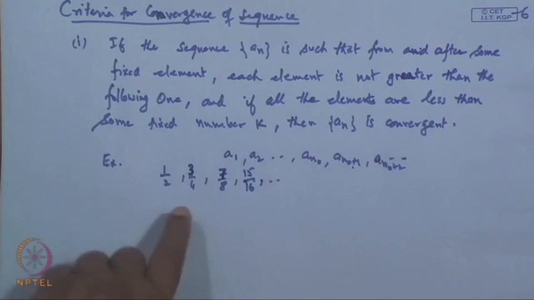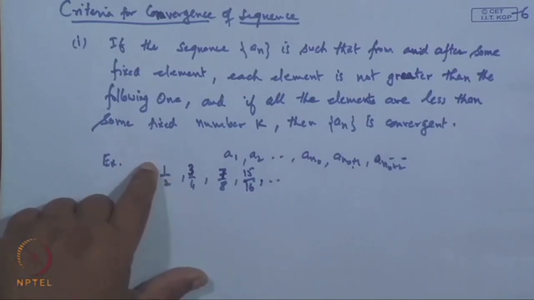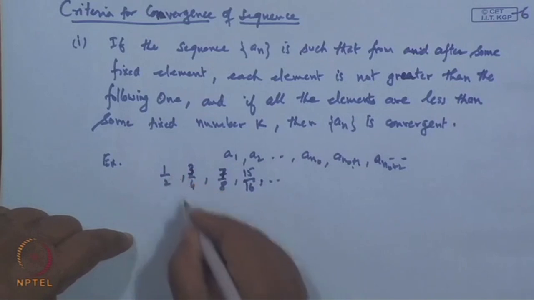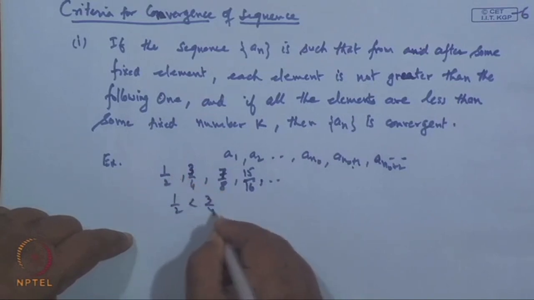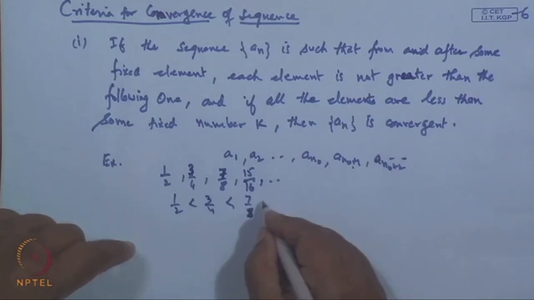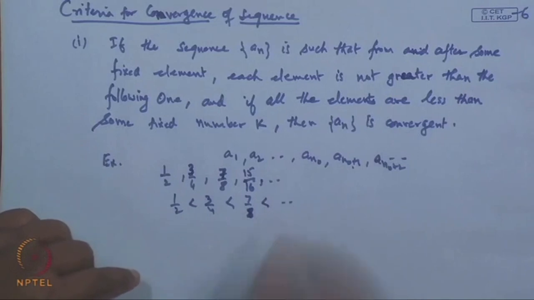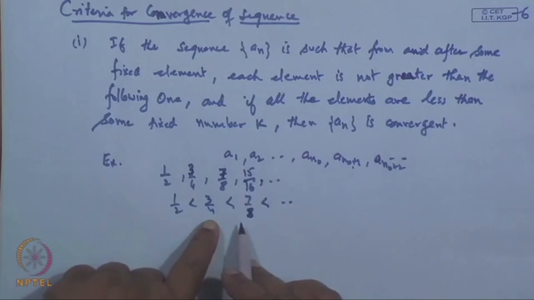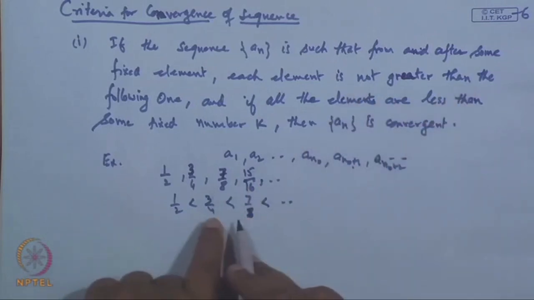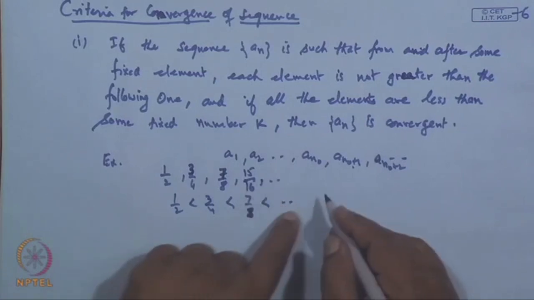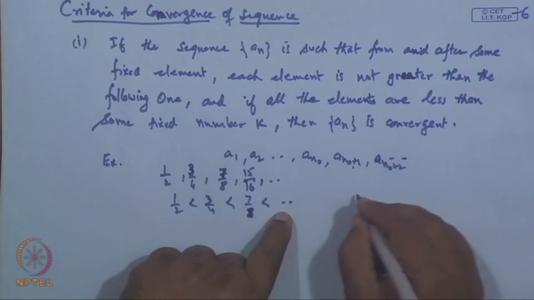If we take this example, the first term is half, the second term is 3 by 4. So, half is less than 3 by 4, less than 7 by 8, is it not? Less than, like this. So, each element is not greater than the following one, and all the terms of the sequence are bounded by some number k. All the terms are less than 1.